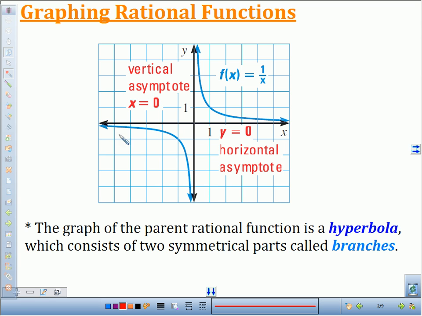This shape, the graph of the parent rational function, is called a hyperbola. That's a big fancy word for this particular shape. The two branches on either side of the graph, in quadrant 1 and in quadrant 3, are symmetrical, so they are mirror images of each other along a particular line that slants through.